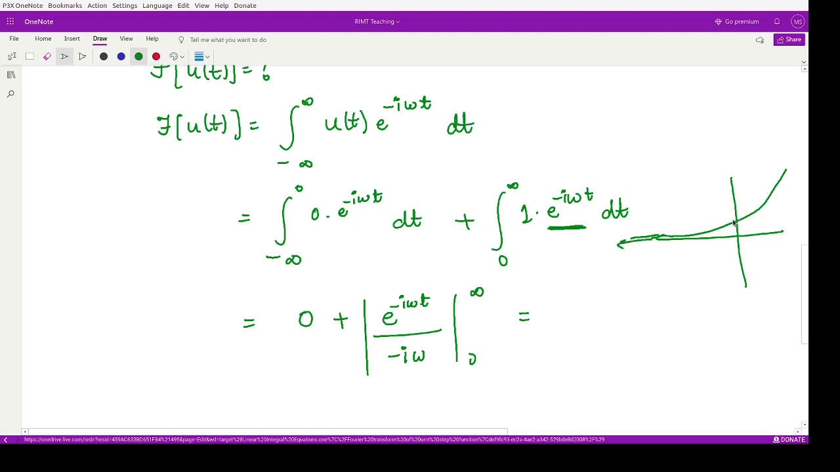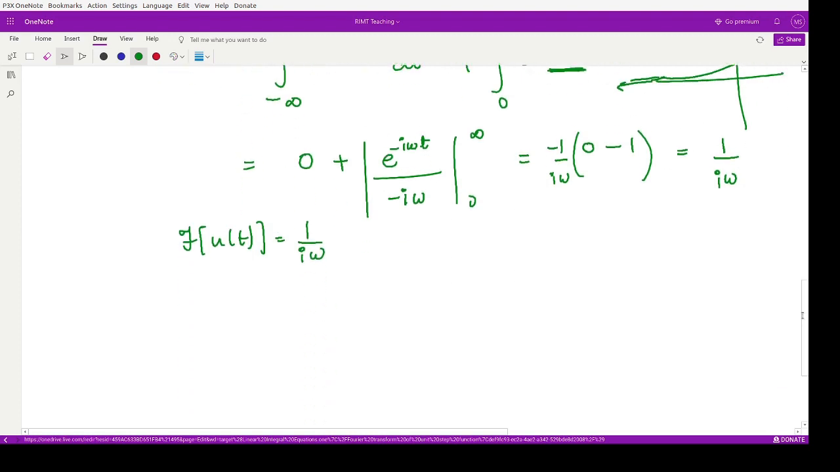So this is the graph of this function, this point is 1. So the first term is 0 and the second term is, when you substitute 0 in place of t, you will have it as minus 1. So your final answer is 1 by iota omega. So this is the Fourier transform of the function u of t, 1 by iota omega.